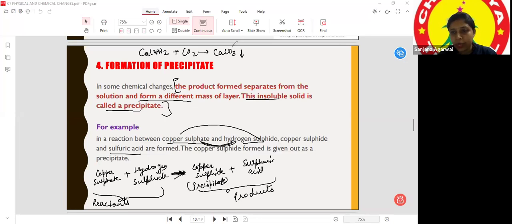The putting of the arrow here means it will settle down, like a discrete substance that will be observed. You can write this as a white precipitate. So this will be easy to remember as you have now come to know what calcium hydroxide is. That's the second example of a precipitation reaction. Note this down.